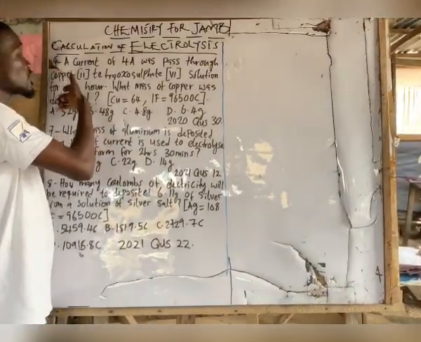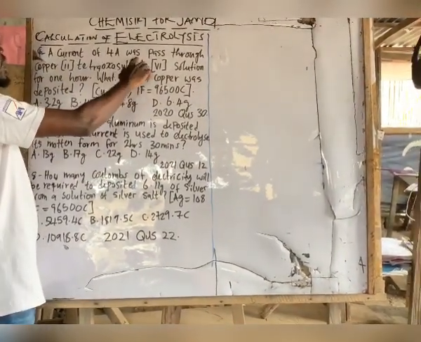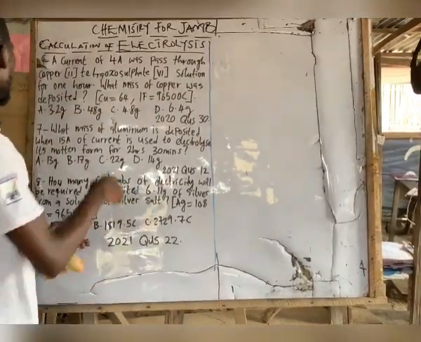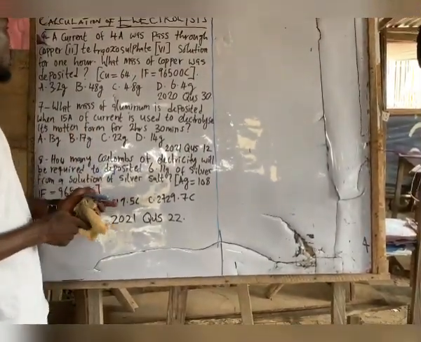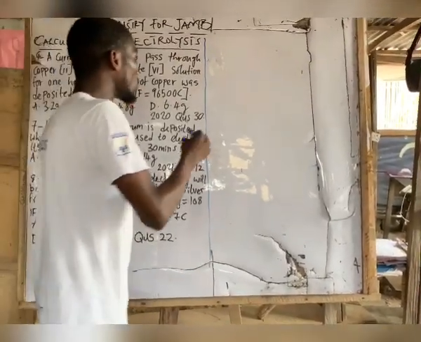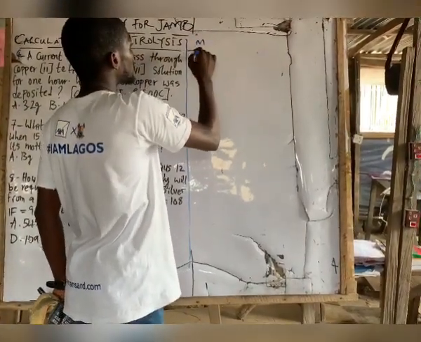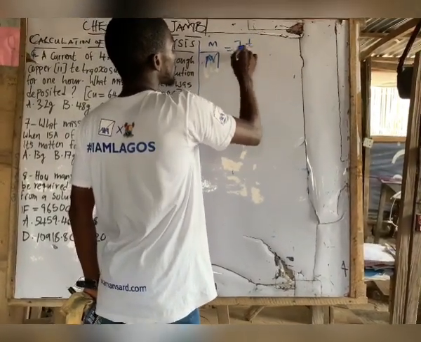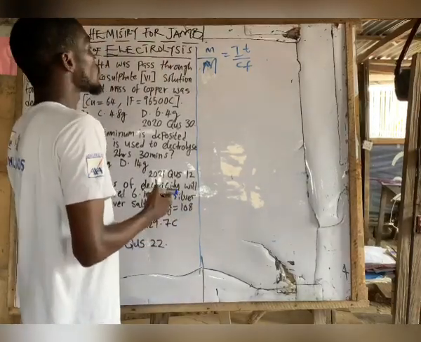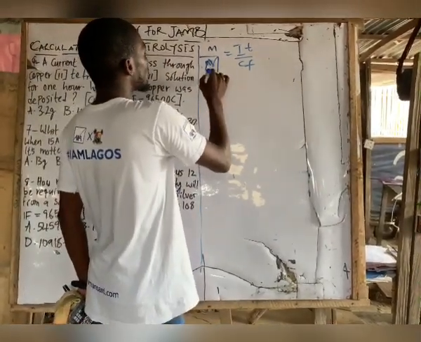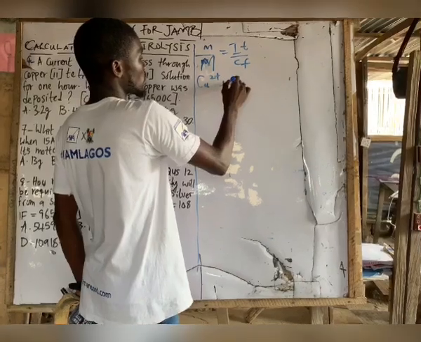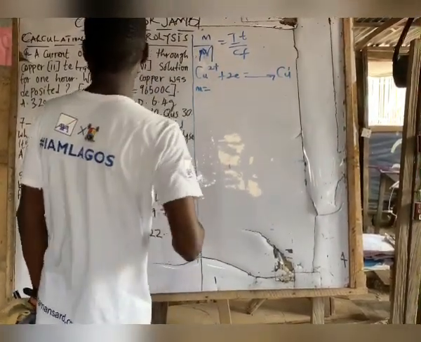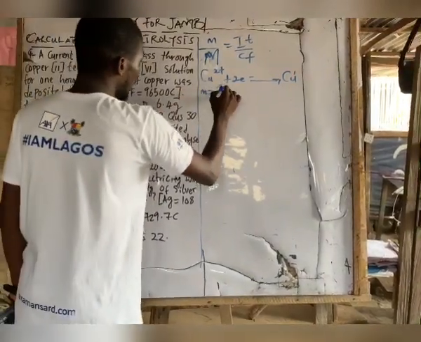Now this is the 6th question. A current of 4 ampere was passed through copper(II) tetraoxosulfate(VI) solution for 1 hour. What mass of copper was deposited? Now we have to look for the mass from this formula. Capital letter M, formula mass, don't forget, we have IT over CF. So class, our copper 2 plus, so E, Cu. So our small letter m is a mass, which we are looking for.